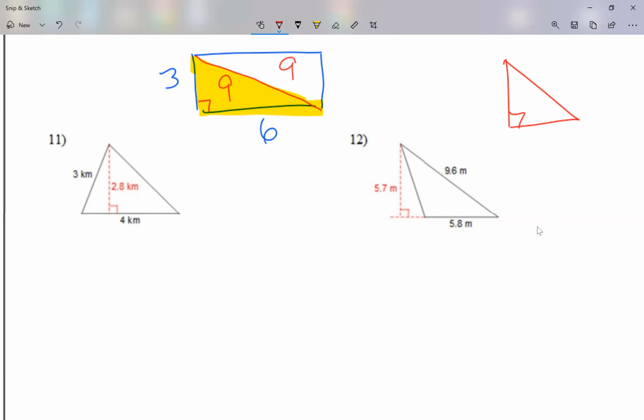Now, let me remind you, a triangle is half of a rectangle. So what I'm going to do, I'm going to treat it like a rectangle first. I'm going to multiply the two numbers that meet at my 90-degree corner, and whatever I get, I'm going to divide it by 2. And the reason why I'm dividing by 2 is because a triangle is half of a rectangle.